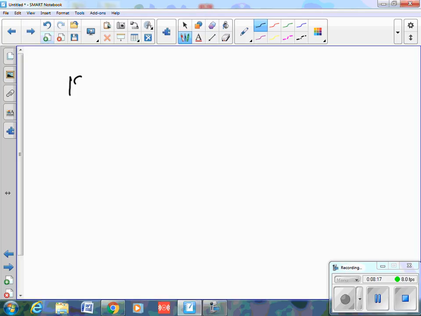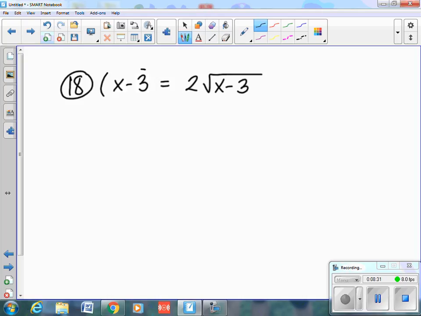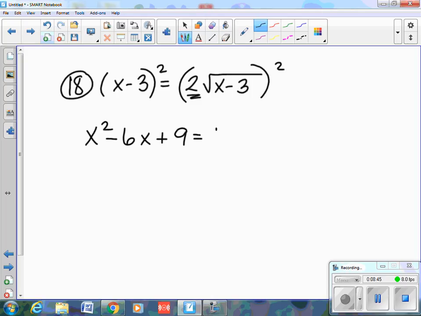Number 18. X minus 3 equals 2 radical x minus 3. Separate it. Once you get this separated, you can square both sides. And I would leave the 2 here when you square both sides. What does x minus 3 look like? It looks like x squared minus 6x plus 9 when you square that side. 2 squared is 4. So when you square this, you're just left with an x minus 3.